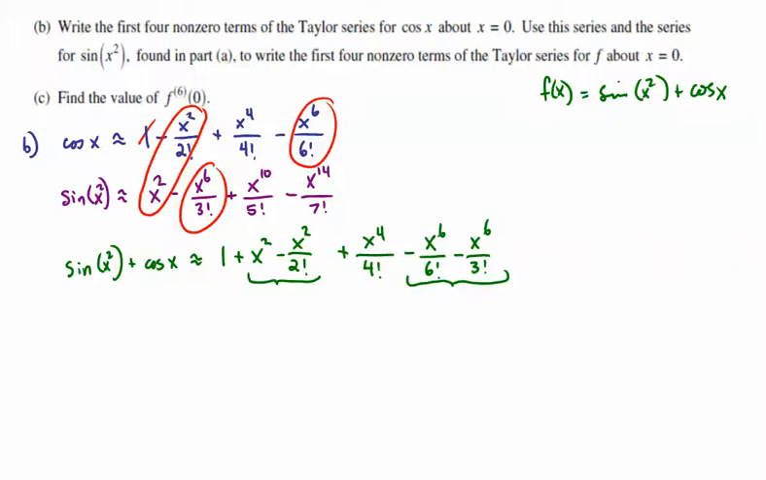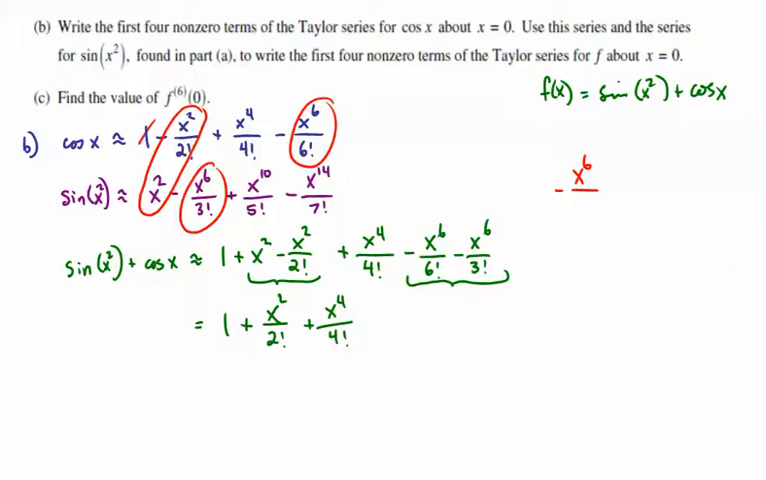So the first one is not too difficult. We have 1 plus x squared minus x squared over 2, a whole minus a half, leaves us with a half x squared over 2 factorial. And the third term, likewise, is pretty straightforward. Now, the difficult part here, obviously, is going to be finding a single term for the last two parts there. They're both negative, so x to the sixth over, and it's negative, 6 factorial.